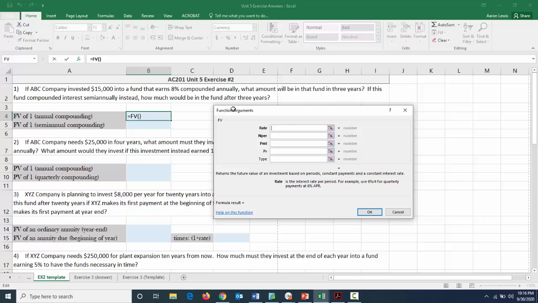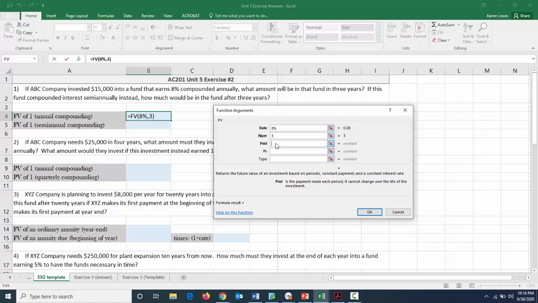Well, we have this. Our rate is 8%. N per is the number of compounds that we're going to have. It compounds once a year. We're going to invest it for 3 years. So we're going to have 3 compounds over its life.